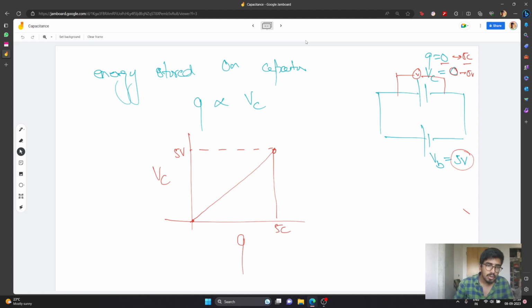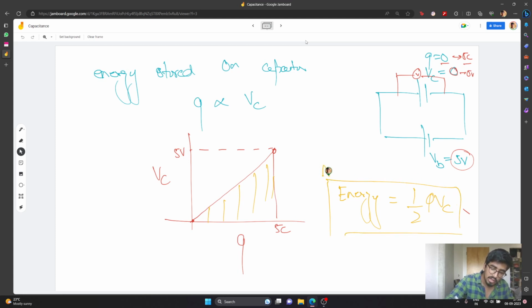Okay, so the amount of energy that is stored on this capacitor is this area. So energy is equal to half times Q times V. This is the energy stored on the capacitor at the end.